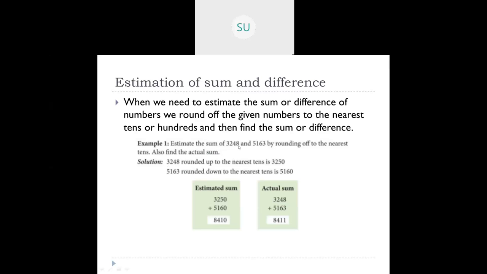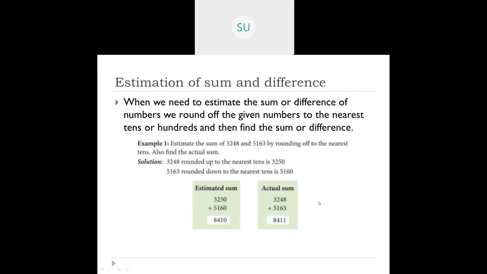So the tens place will remain as it is, and 3 is replaced by 0. So that is 5160. Now when you add 3250 plus 5160, you'll get 8410. So this 8410 is called the estimated sum.